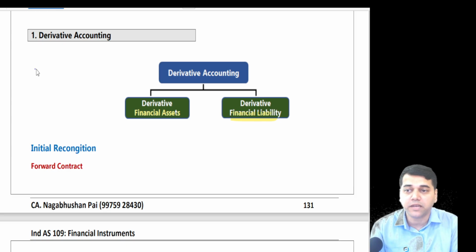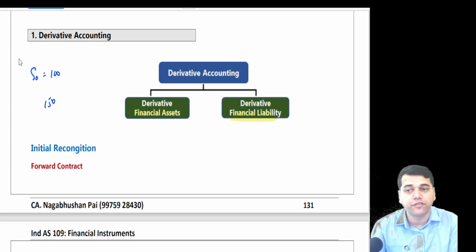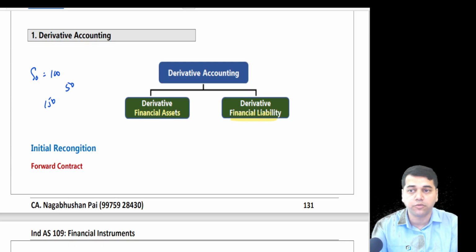Suppose today's market price, S0, is equal to 100. Right now the market price is 100. Now you think that the share price is going to go up. It's going to become 150. If you want to get that benefit of 50 rupees, what do you need to do? Right now, go and buy one share. And to buy one share, you have to make a full 100% down payment, 100 rupees. Instead, what plan can you make?